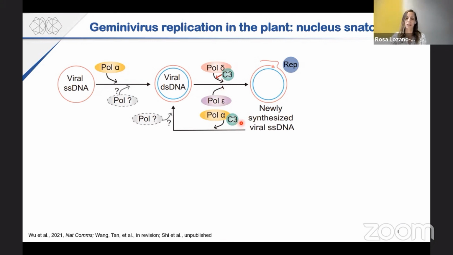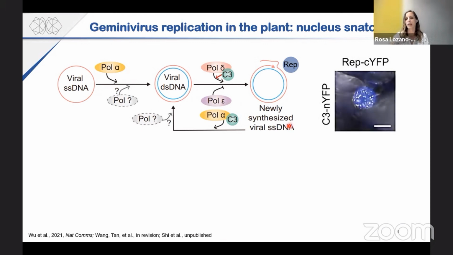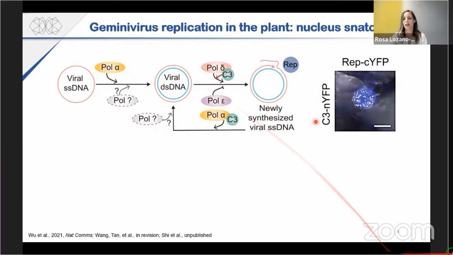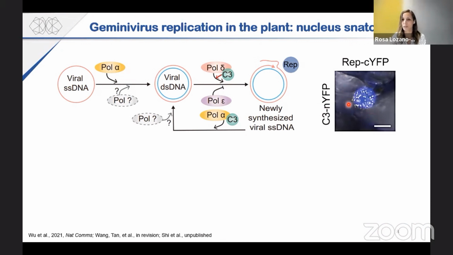And we can also position the 2 viral proteins involved in this process, namely Rep and C3, in this schematic. So Rep is essential to initiate rolling circle replication, but it is fully expendable for this initial step, while C3 acts selectively, recruiting DNA polymerase delta over the non-functional DNA polymerase epsilon. And we have found that C3 and Rep actually interact in the plant nucleus in these beautiful speckles, of which the identity we don't know yet.